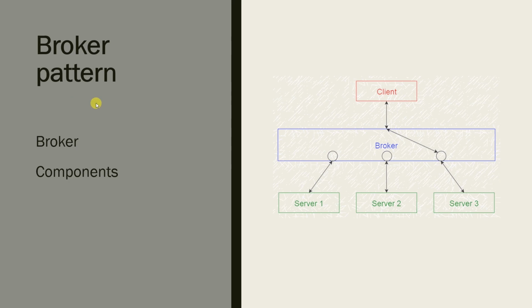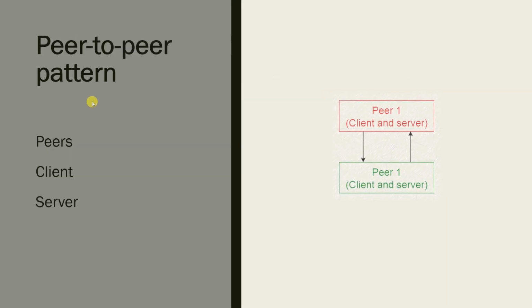The next one is the peer-to-peer pattern. In this pattern, individual components are known as peers. Peers may function both as a client, requesting services from other peers, and as a server, providing services to other peers. A peer may act as a client or as a server or as both of them, and it can change its role dynamically with time.